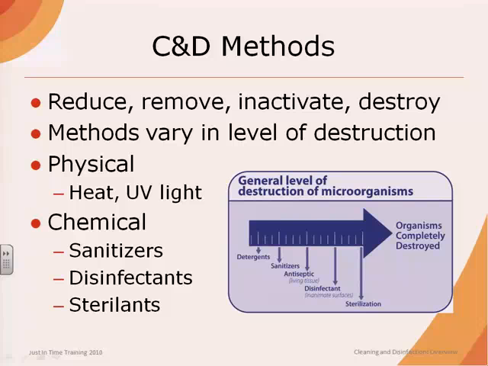Cleaning and disinfection methods can involve the use of physical or chemical processes to reduce, remove, inactivate, or destroy pathogenic microorganisms. These processes vary in their level of destruction of microorganisms, which is an important consideration when selecting and conducting C&D processes. Physical processes may include things such as heat or ultraviolet light. Chemical processes include products such as sanitizers, disinfectants, or sterilants.